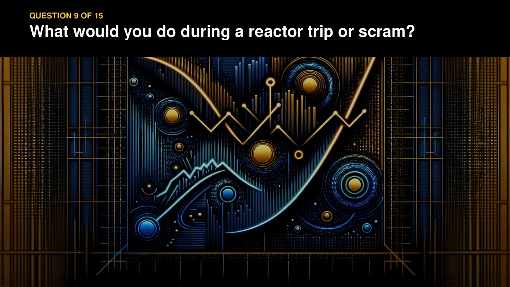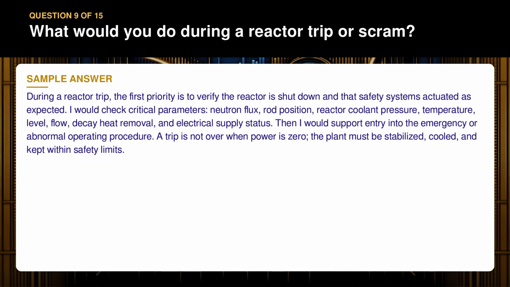Question 9. What would you do during a reactor trip or scram? During a reactor trip, the first priority is to verify the reactor is shut down and that safety systems actuated as expected. I would check critical parameters, neutron flux, rod position, reactor coolant pressure, temperature, level, flow, decay heat removal, and electrical supply status. Then I would support entry into the emergency or abnormal operating procedure.